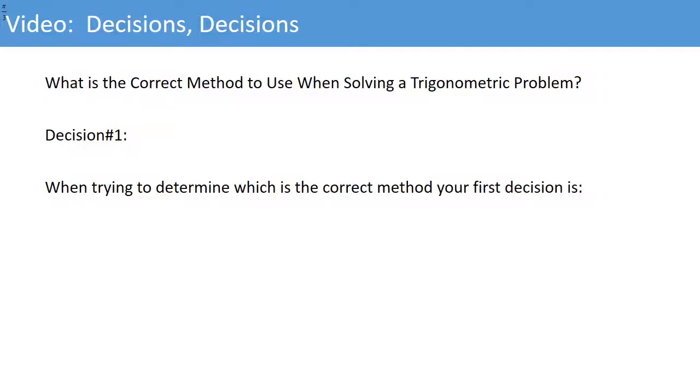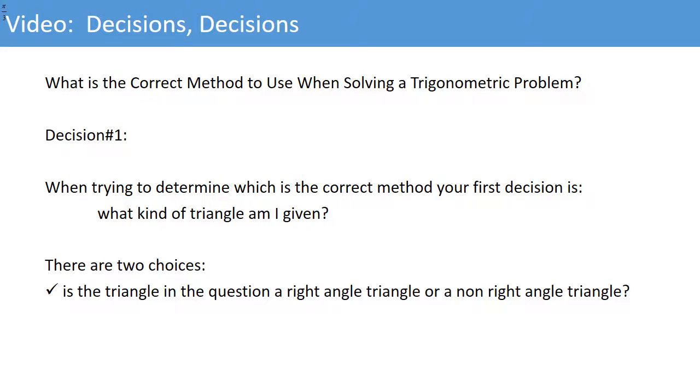Decision number 1. When trying to determine which is the correct method to use, your first decision is, what kind of triangle am I given? Am I given a right-angled triangle or a non-right-angled triangle, which could be acute or it could be obtuse?